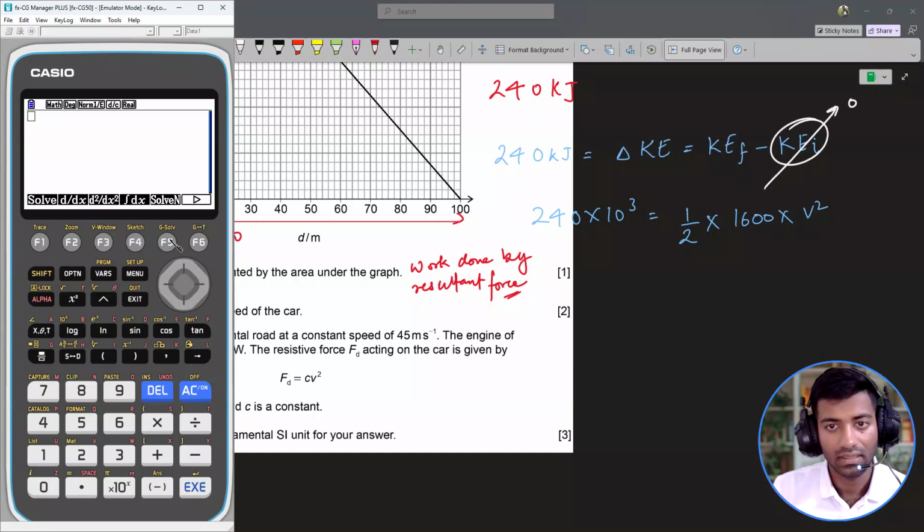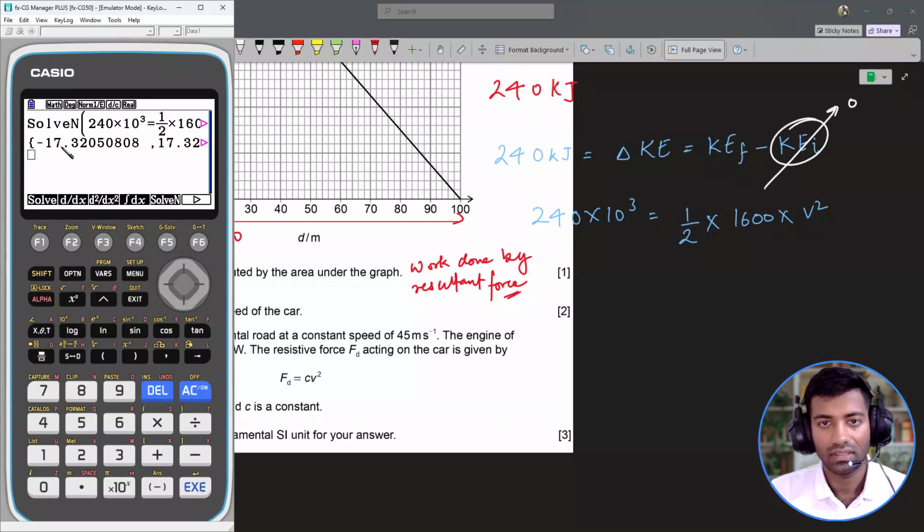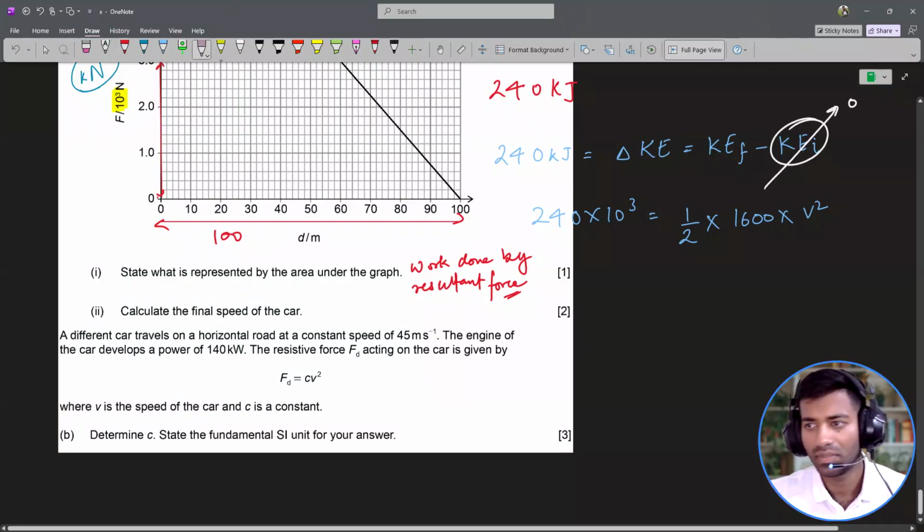So we move to calc and then nSolve. Okay, the equation that we have here is 240 times 10 to the power 3 equals 1/2 times 1600 times the variable that we are solving for, x squared, and then we are solving for x, and then we close the brackets. More solutions exist. Fine, we get two solutions here. One is negative 13.32 and the other is 13.32. We will disregard the negative value because we just need the final speed of the car.